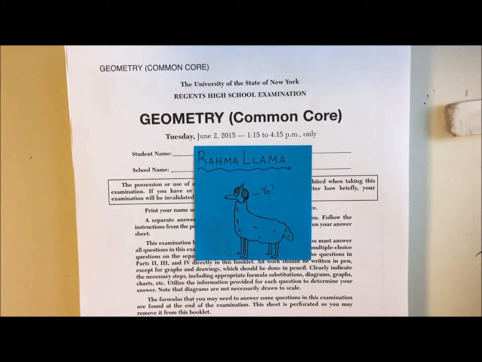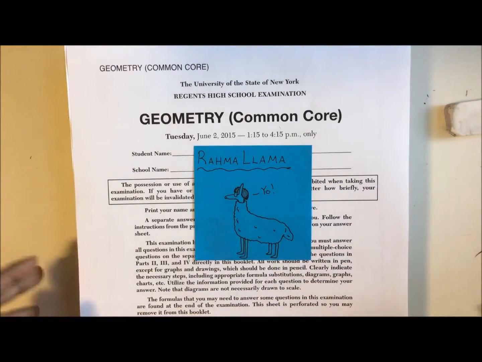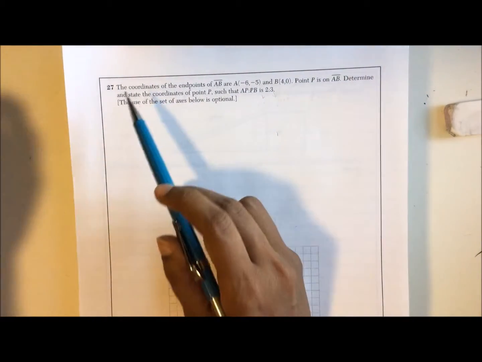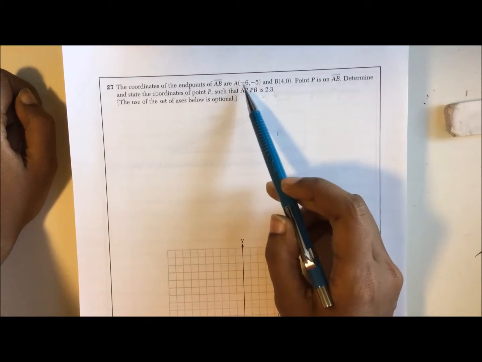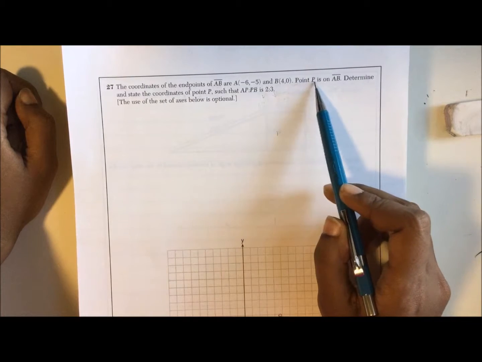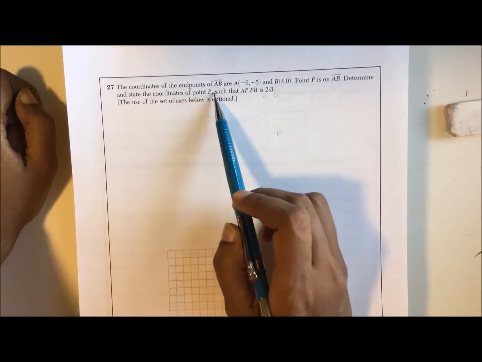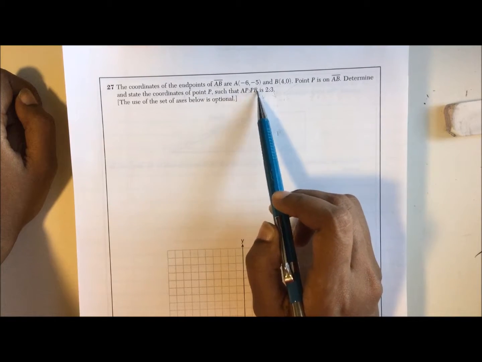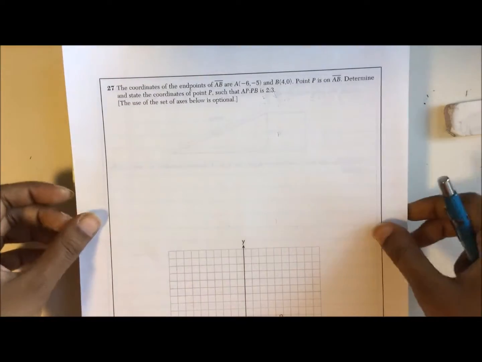Today I'll be covering question 27 from the June 2015 Geometry Common Core regions. Alright, let's get this started. So the coordinates of the endpoints of line segment AB are A(-6, -5) and B(4, 0). Point P is on line segment AB. Determine and state the coordinates of point P such that AP to PB is 2 to 3. The use of the set of axes below is optional.